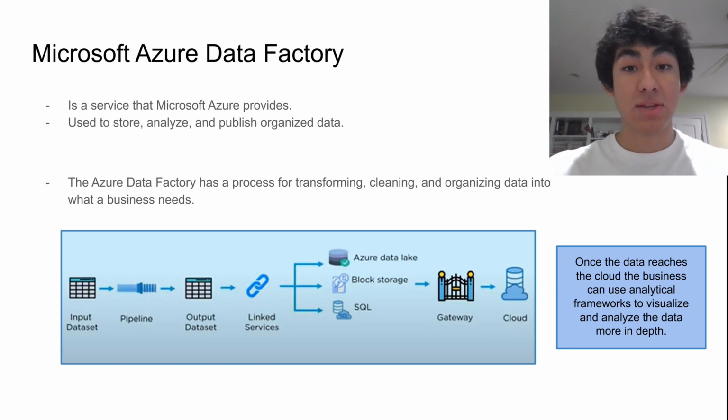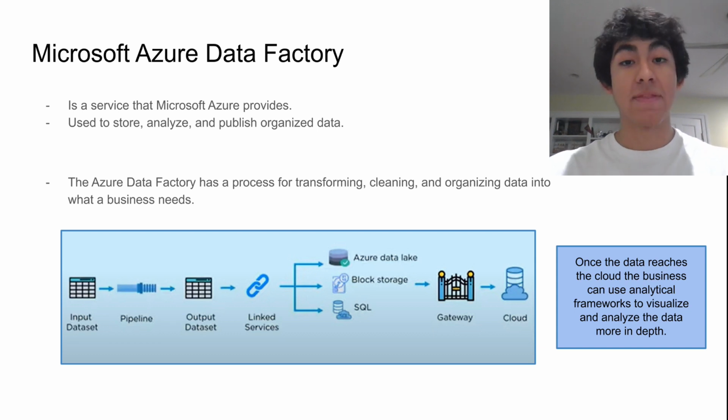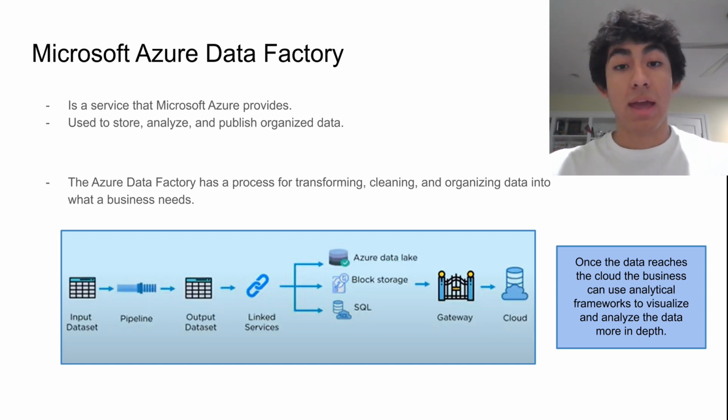The process begins with the input data set, which then moves on to the pipeline, where it is first transformed and analyzed, then onto the output data set, and then to a Microsoft Azure linked service, which can be the Azure Data Lake, a block storage system, or a SQL server, and then onto a gateway, and finally up to the cloud, which is where all the businesses can use and visualize the data necessary for their business.